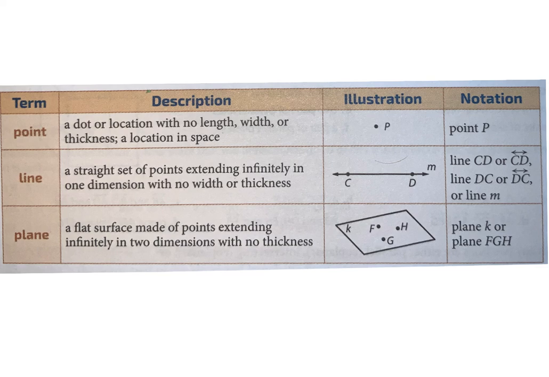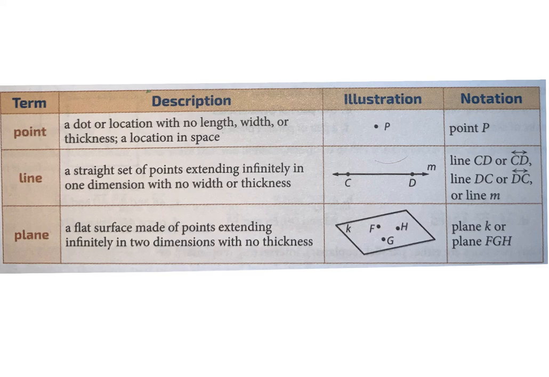Line. A line is infinite. It is a straight set of points extending infinitely in one dimension with no width or thickness. You will hear me say that all lines are straight because straight is part of the definition of a line. If it is not straight, it is not a line, okay? There's a phrase that says the shortest distance between 2 points is a straight line. The shortest distance between 2 points is a line because by definition, lines are straight. And so that's concise. It goes on infinitely.